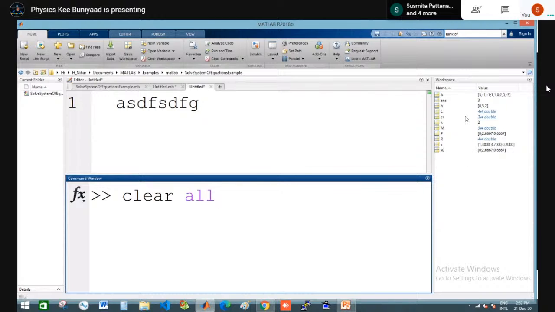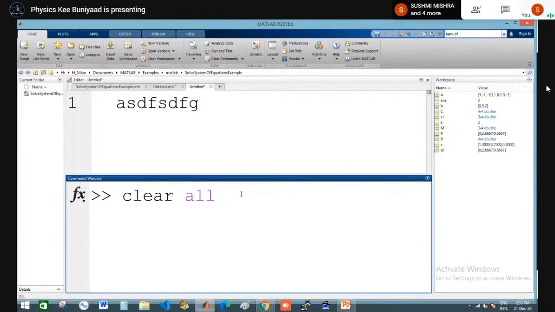At the right side you will find many values in the workspace. Here a variable contains this much value. Similarly, ans, B, C, these all variables contain some values. So I want to clear this window. Akira, wait.